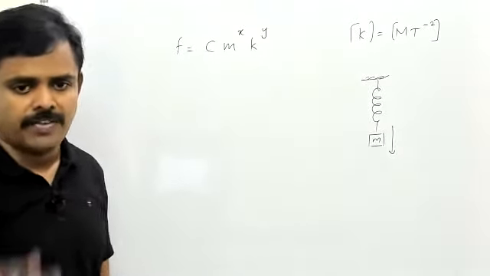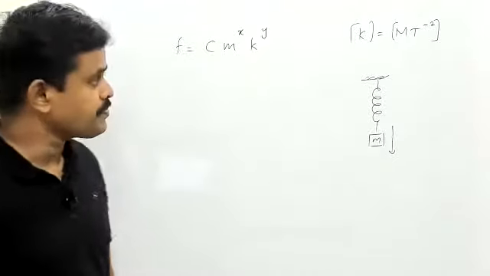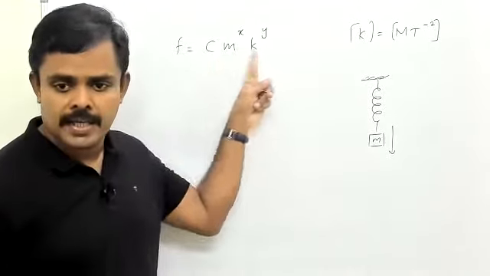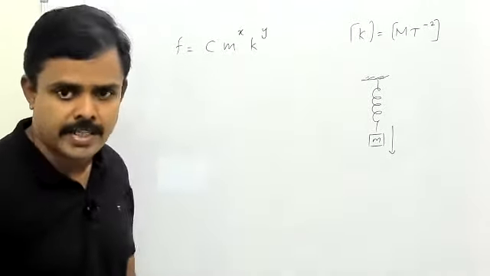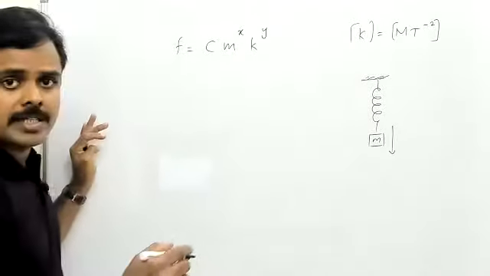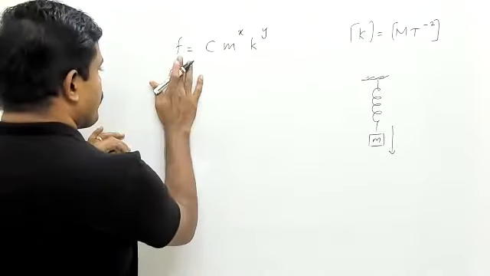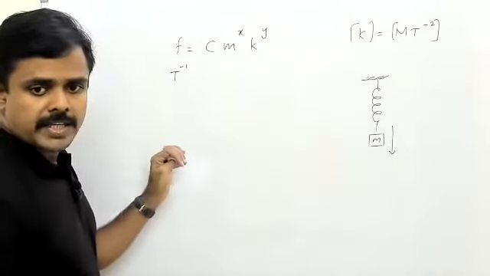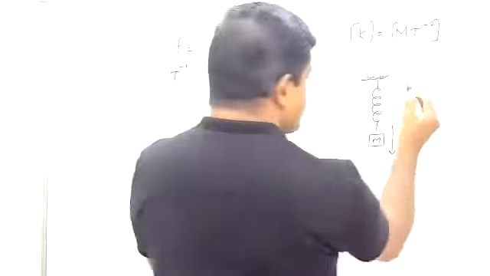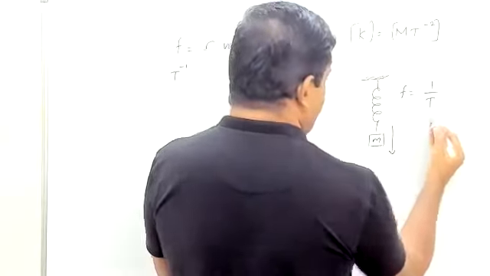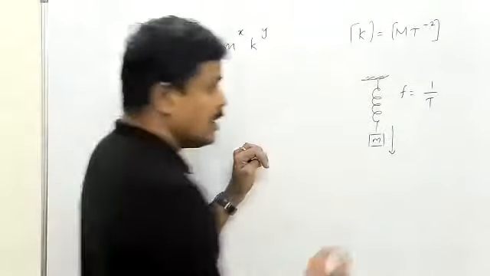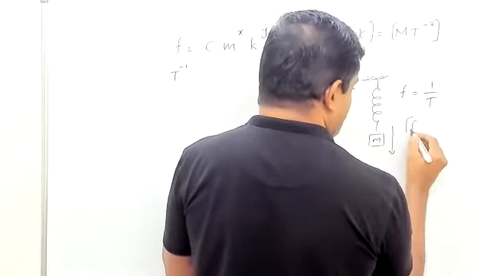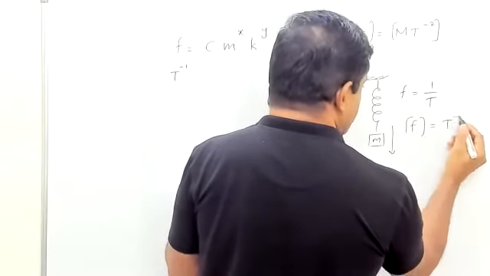Question number 15. Previous question. F is equal to C m raised to x, k raised to y. So you can apply dimensions on either side. Dimension of f. What is dimension of f? T raised to minus 1. Why is it T raised to minus 1? Because frequency is reciprocal of time period. Do you remember? Reciprocal of time period is called frequency. 1 by T. So dimension of frequency is T raised to minus 1.